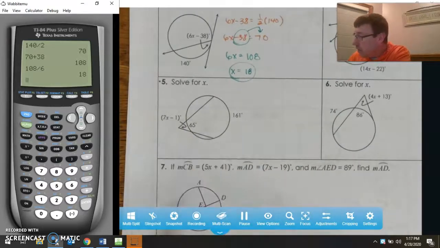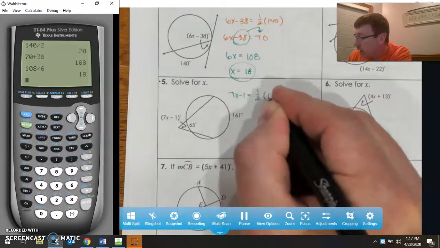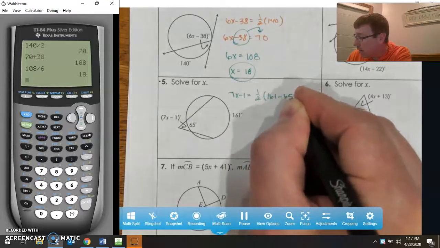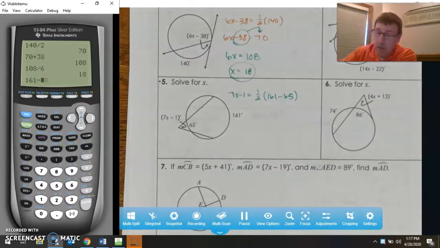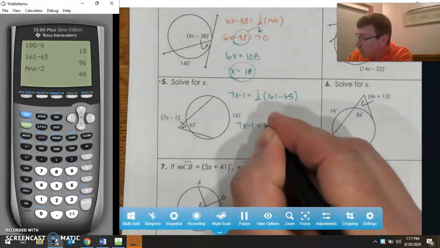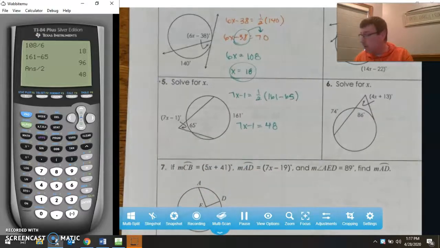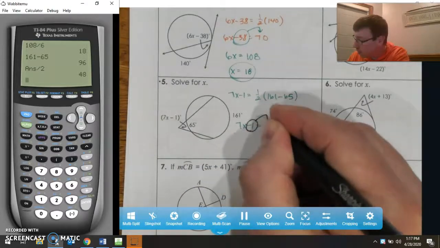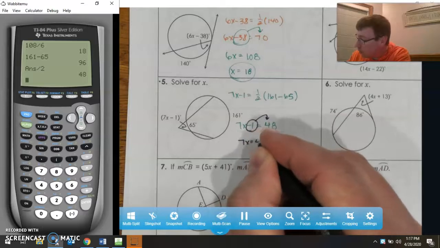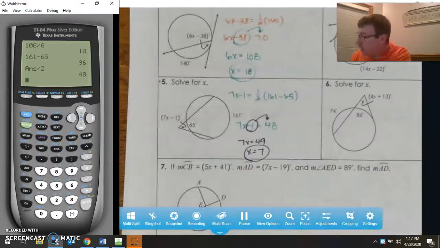The measure of the angle is 1/2 the difference of the arcs. So 7x minus 1 will be 1/2 of 161 minus 65. 161 minus 65 is 96. Divide that by 2, you'll get 48. So 7x minus 1 is equal to 48. I'm going to add 1 to both sides. I'm going to bring this over here. And we should all know our facts by now. X will be equal to 7.